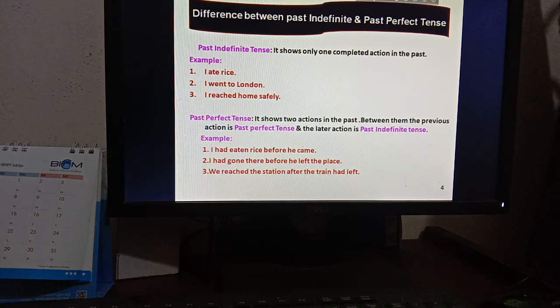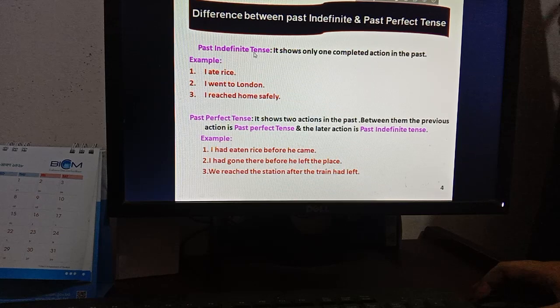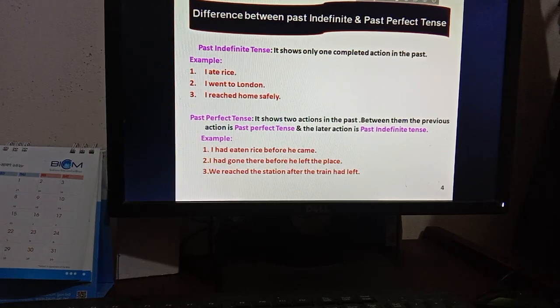You have to write it down in your copy, and also you have to understand me. Okay, so here is written past indefinite tense. It shows only one completed action in the past. Example, I ate rice. Number 2, I went to London. Number 3, I reached home safely. So you can see these examples are showing only one action in the past. So when there will be only one action in the past, that means that will be the past indefinite tense.